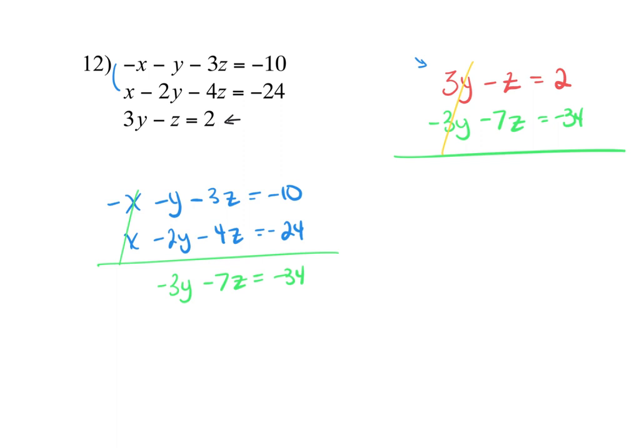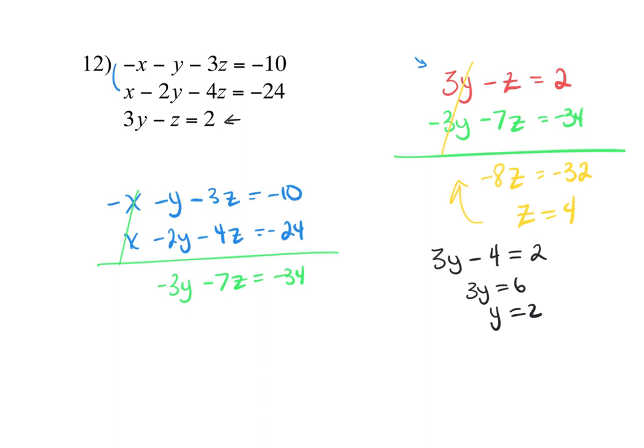Negative 1 and negative 7 give me a negative 8z. 2 and negative 34 give me a negative 32. So my z here is 4. Because I have x, y, and z, my answer needs to include x, y, and z. I'm going to take that z and plug it into one of those to get my y. Doesn't matter which one. I say 3 times y minus my z, which is 4, equals 2. Add that over. Divide. Now I have z and y.